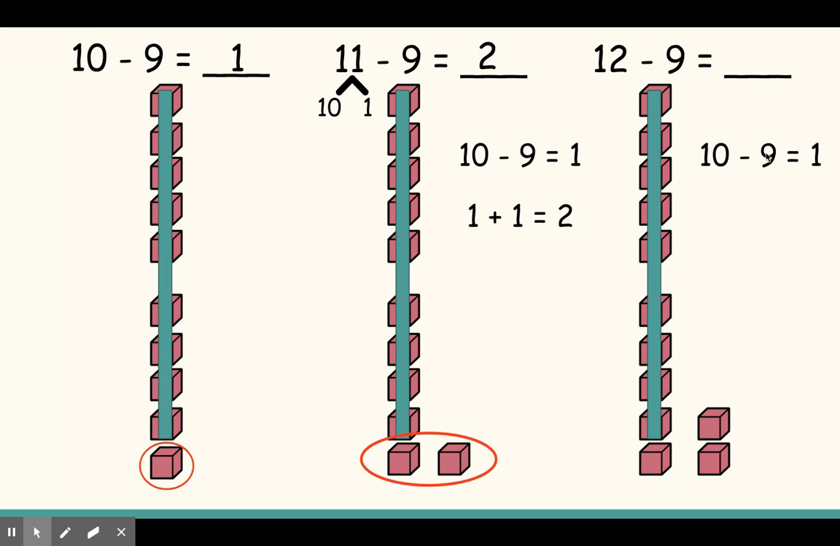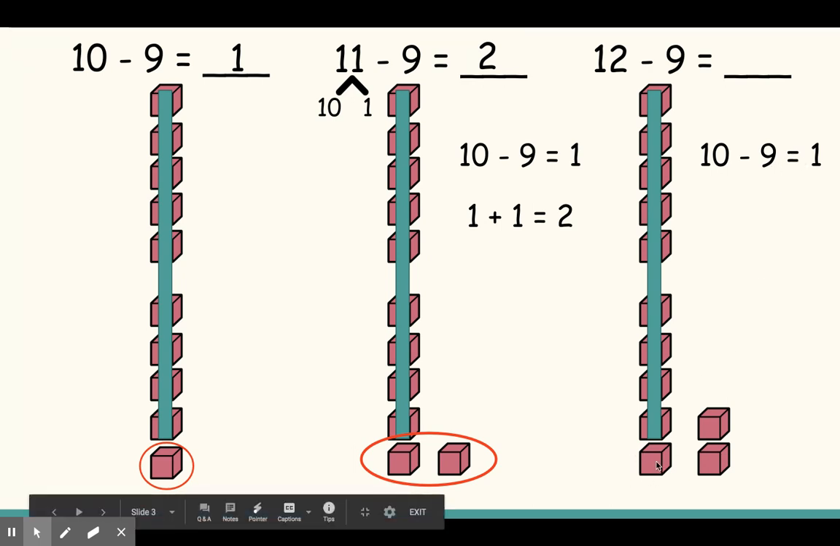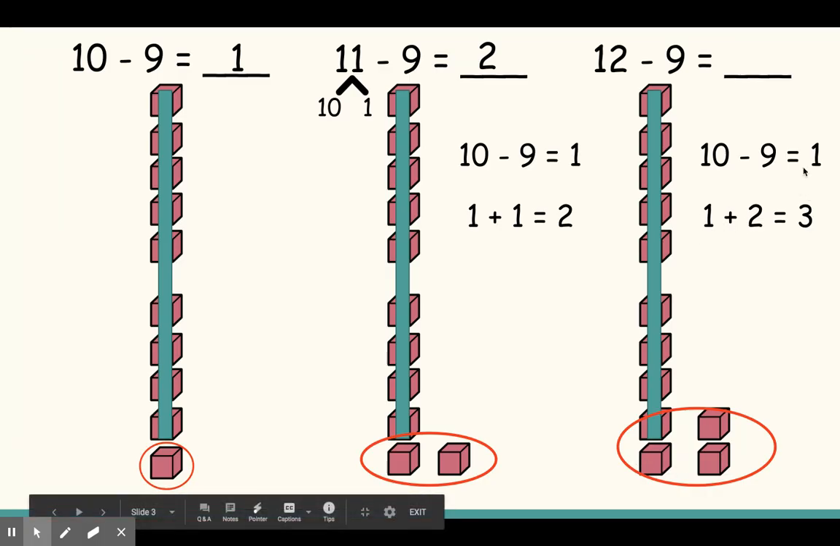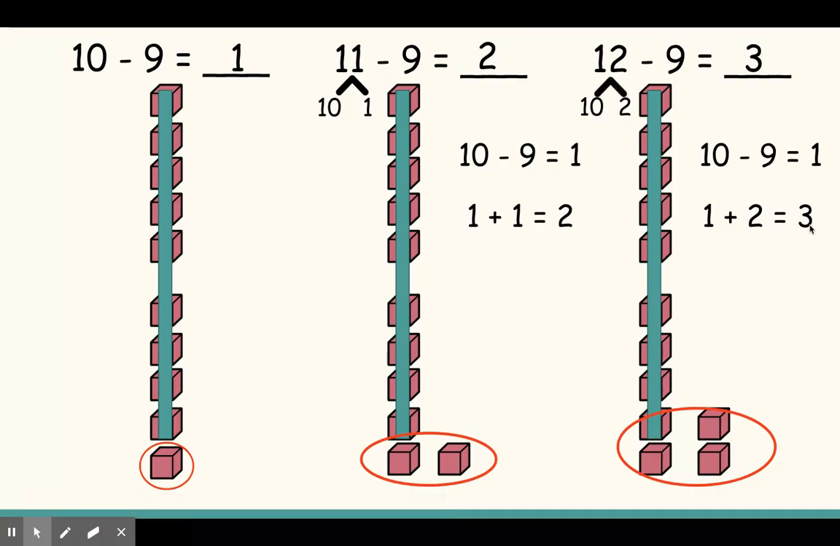So 10 subtract 9 equals 1. Well, you'll notice we have this 1 down here, but we still have this other part of 12, these other 2 cubes. So we can't stop there. We have to add the 1 that was the difference of 10 subtract 9 and the other 2 cubes, which was the other part when we split 12 into 10 and 2. When we add those together, we get 3.